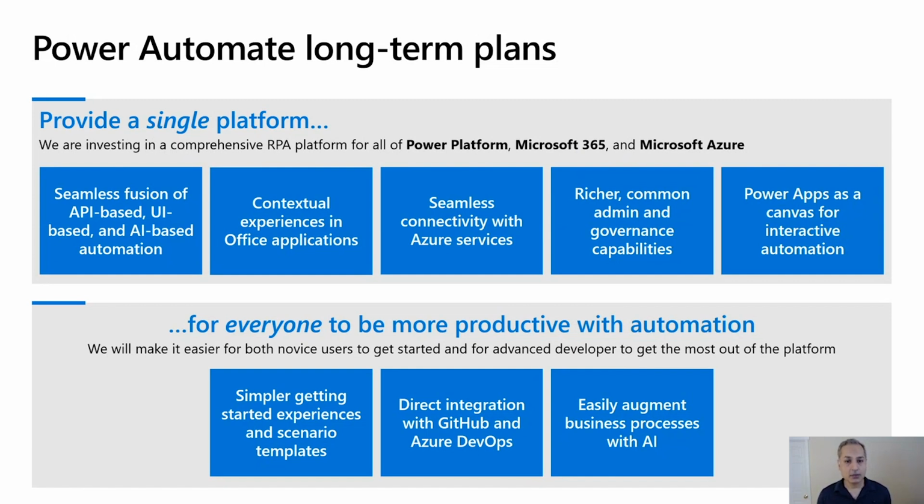The third one is seamless connectivity with Azure services. If you are an Azure user, being able to have a very quick on-ramp into Power Automate continues to be an area of investment for us. The fourth one I talked about is richer administration and governance capabilities. As the enterprise RPA platform, we will continue to invest in this significantly over the next few months.